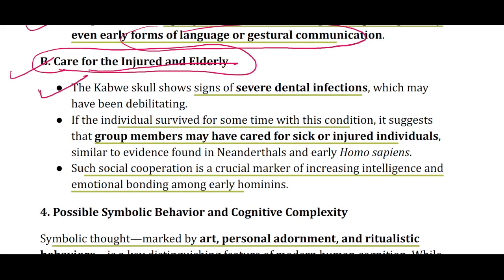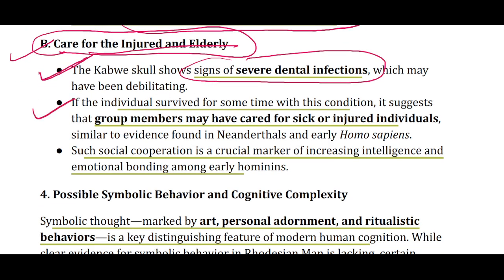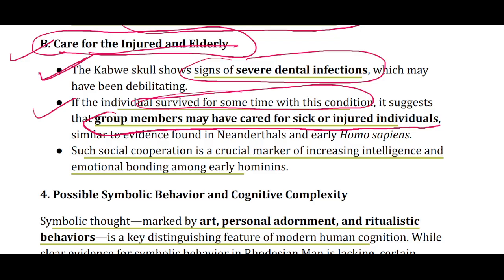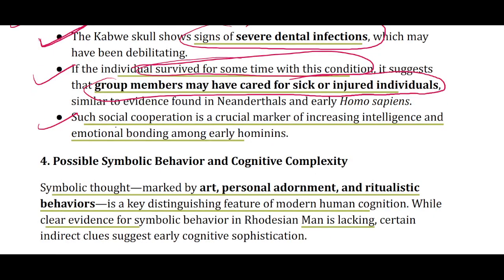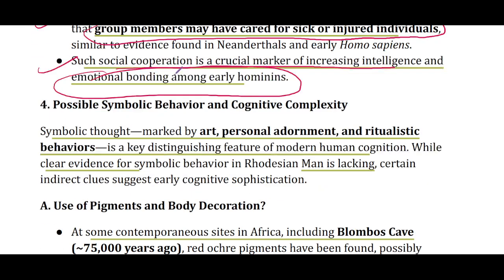It was clear that this skull showed signs of severe dental infection. But if the individual survived for some time with this debilitating condition, it suggests that group members may have cared for the sick or injured individual. And such social cooperation is a crucial mark of increasing intelligence and emotional bonding among early hominins.